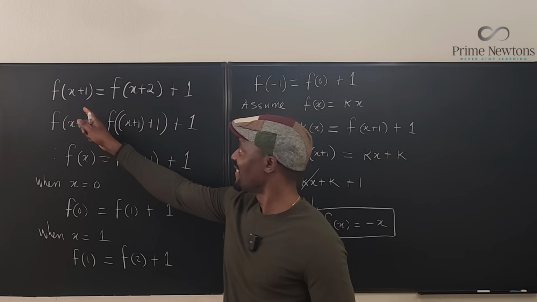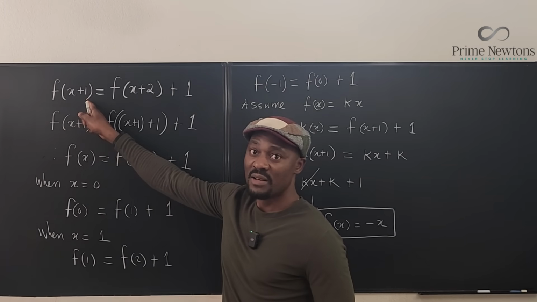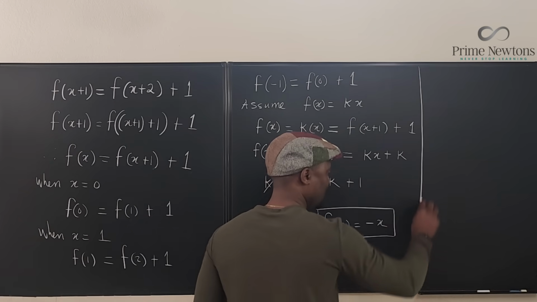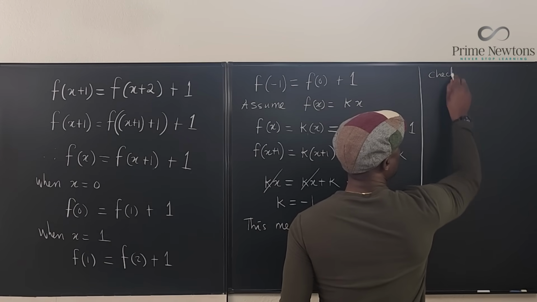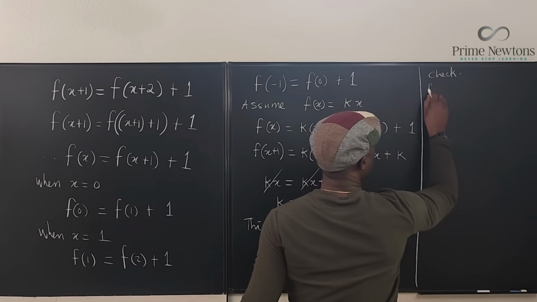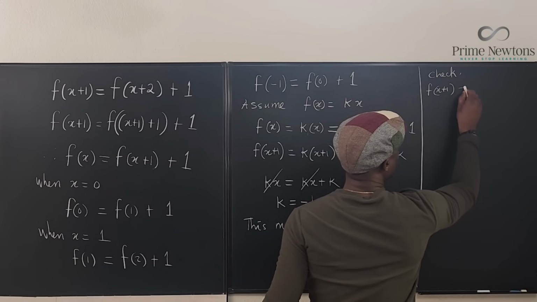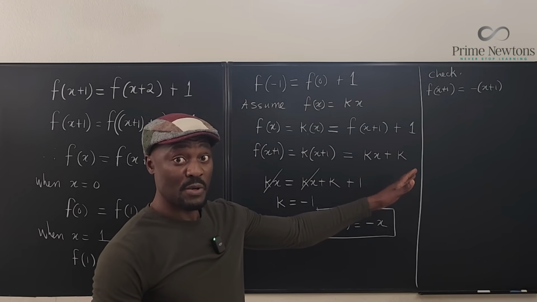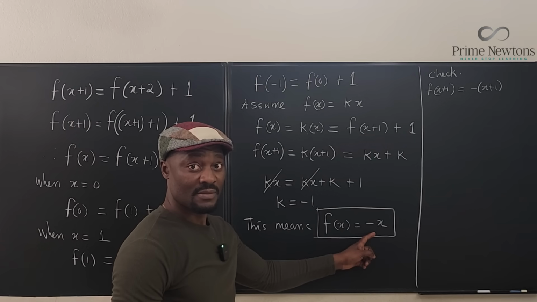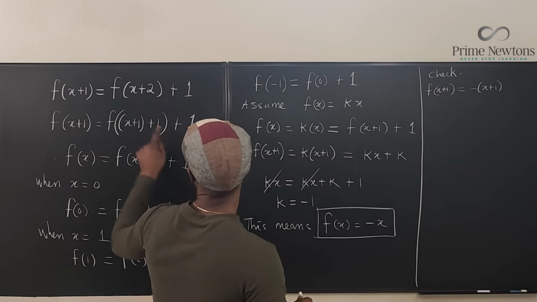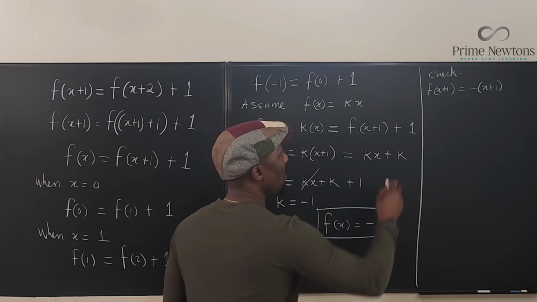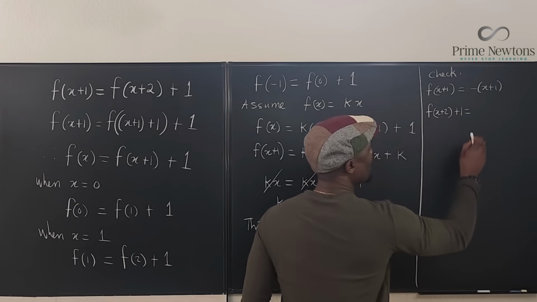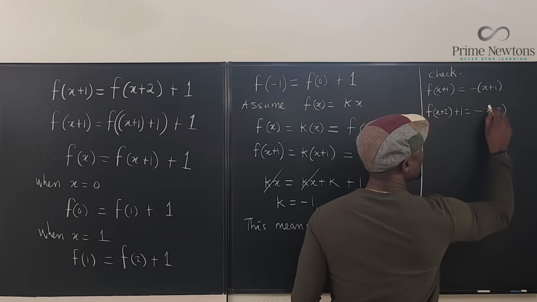Now go back. f of x plus 1 is supposed to be negative x plus 1. So let's just check. So we have f of x plus 1 will be equal to negative x plus 1. That's what we're supposed to get if what we're saying is true. But we're saying it is the same thing as f of x plus 2 plus 1. Well, what is f of x plus 2 plus 1? It's going to be negative x plus 2 plus 1.